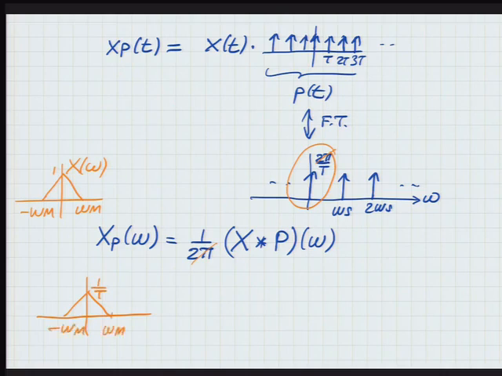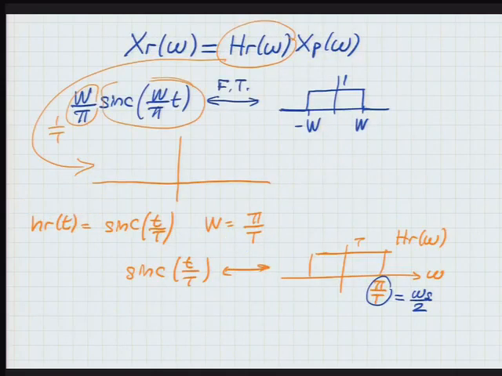Okay? Now, of course, our convolution is not limited to this impulse. We also have to take the convolution with respect to that. And that will shift it to the right by omega s. So you're going to get another copy of this centered at omega s. So you're going to have another triangle. And at 2 omega s, you'll have another one, and so on and so forth, right? So that's what xp looks like in the frequency domain.